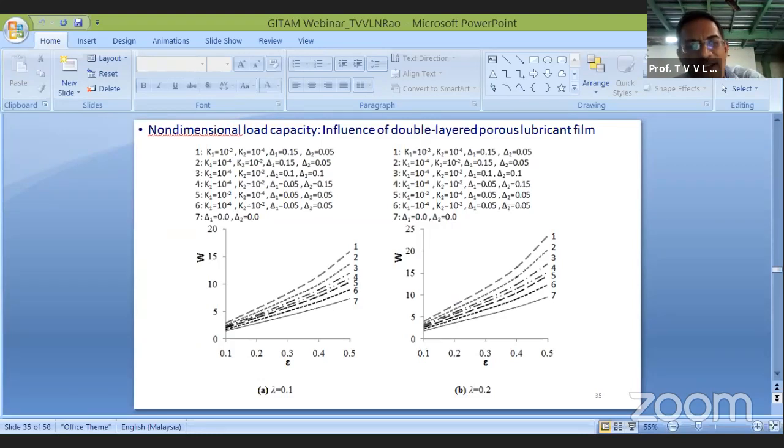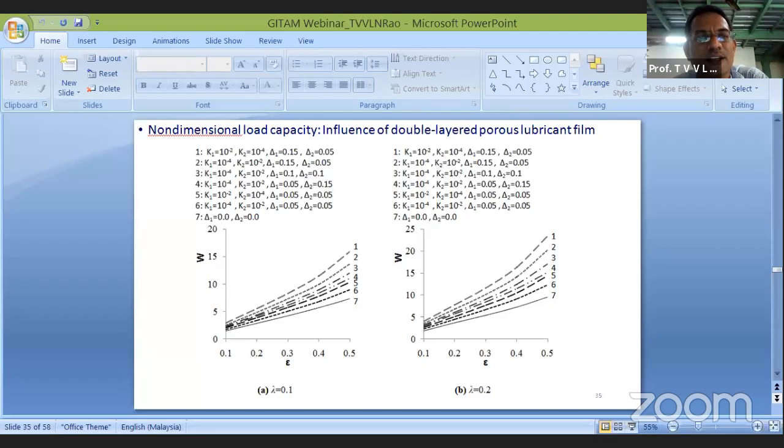So the results are for different eccentricity ratios, where lambda is the couple stress parameter. Higher lambda means more additives are added, and the influence of additives is more. It is actually the characteristic property of the additives. At higher lambda, the characteristics of the additives are dominant, compared to lambda equal to zero, which is Newtonian.